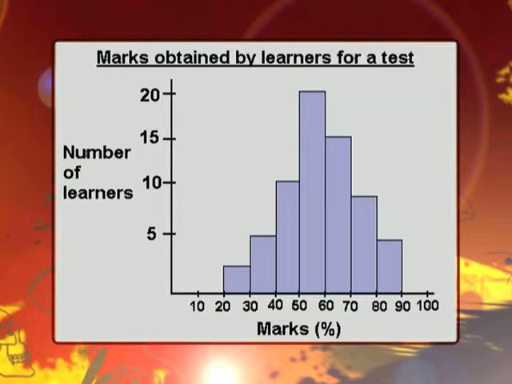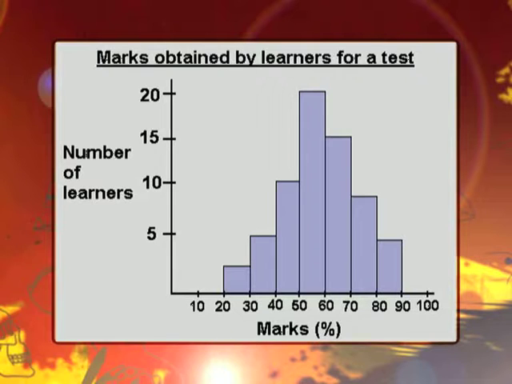The next kind of graph we will focus on is called a histogram. A histogram looks similar to a bar graph, but the bars do touch each other. We draw a histogram to show quantitative data that can be grouped or ranked. Here's an example. Suppose you want to find out how many learners achieved between 90 and 100% for a test, or between 80 and 90%, or even between 70 and 80%, and so on and so on.